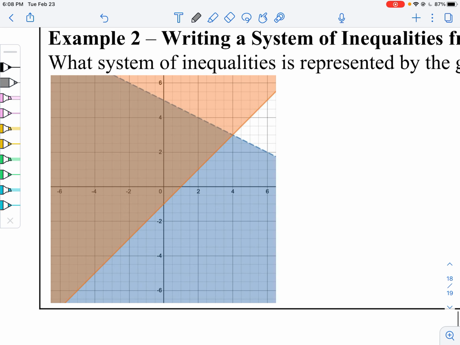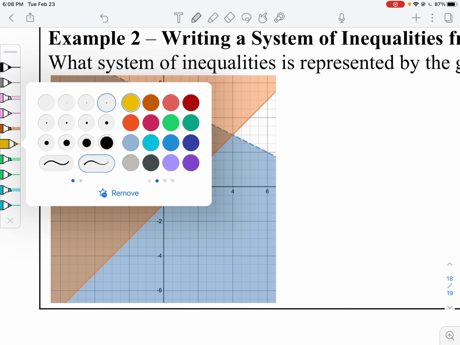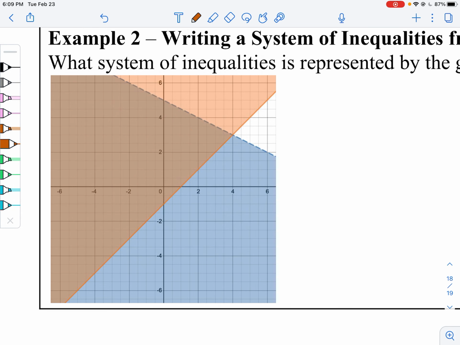Okay, now can you write a system of inequalities from a graph? Well, let's break it up. Let's write the orange one first. Ta-da. And then the blue one.